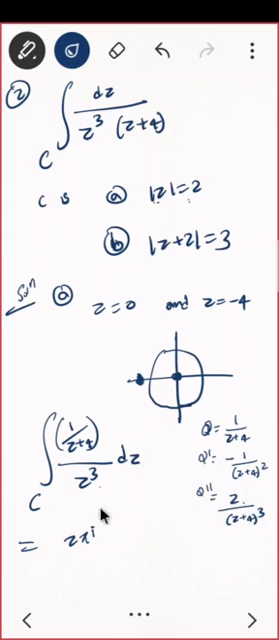2 upon 4 cube. So it will be 2 upon 4 cube upon n factorial. Upon, this was n plus 1, so upon 2 factorial. 1 upon 2 factorial. So this is gone. So answer is 64, 32. Pi I upon 32. So the answer will be pi I upon 32. This is my first answer.